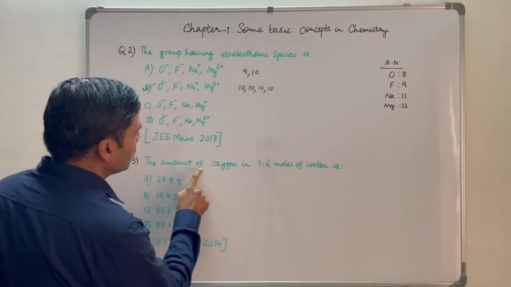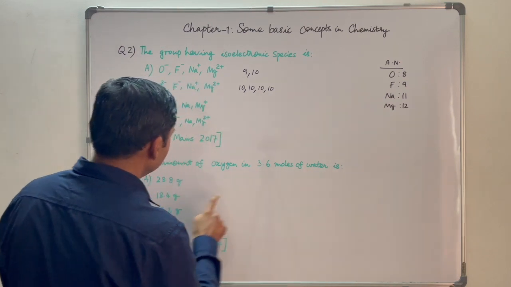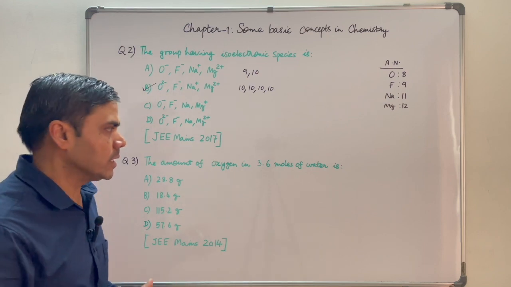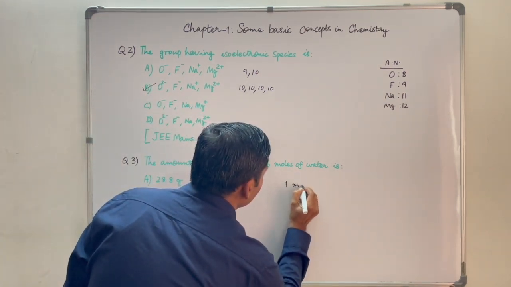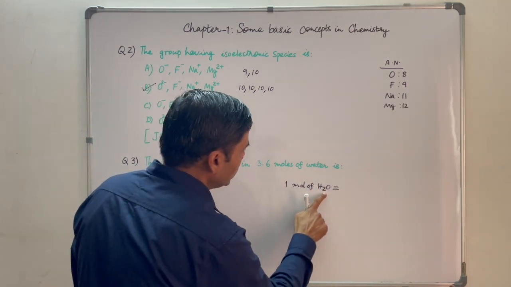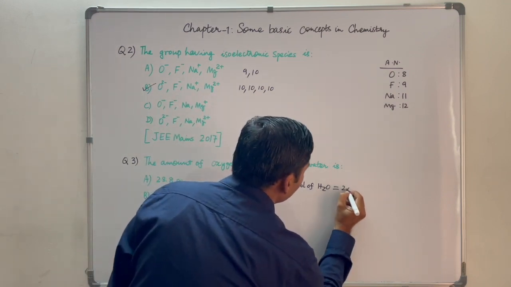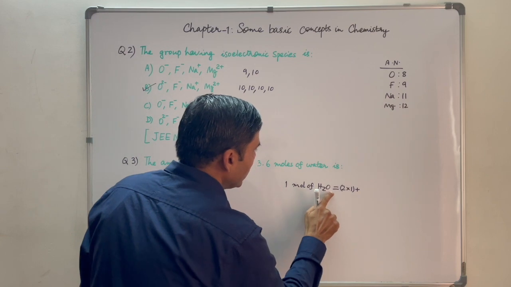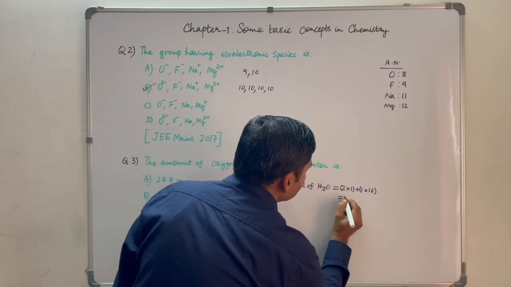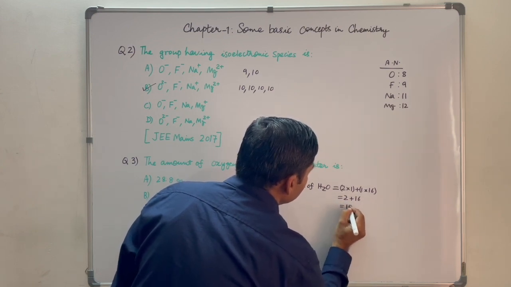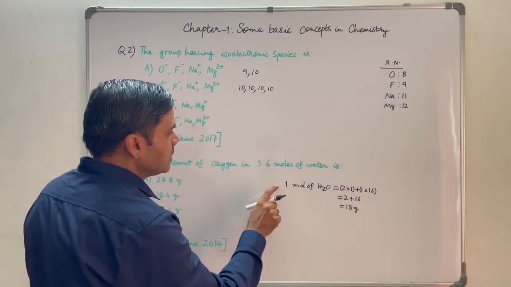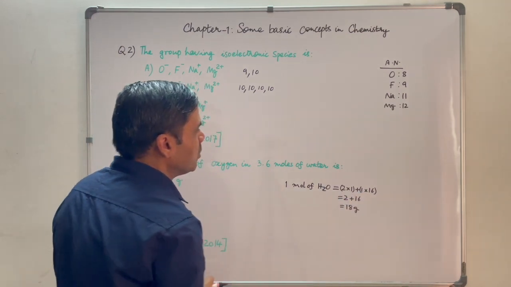Third question, the amount of oxygen in 3.6 moles of water is. These are the options given. First we need to calculate the mass of 1 mole of water. So let us calculate. And that will be equal to 2 into atomic mass of hydrogen, that is 1, plus 1 into atomic mass of oxygen, that is 16. And that is equal to 2 plus 16 means 18 gram. Out of 18 gram, 16 gram is oxygen.